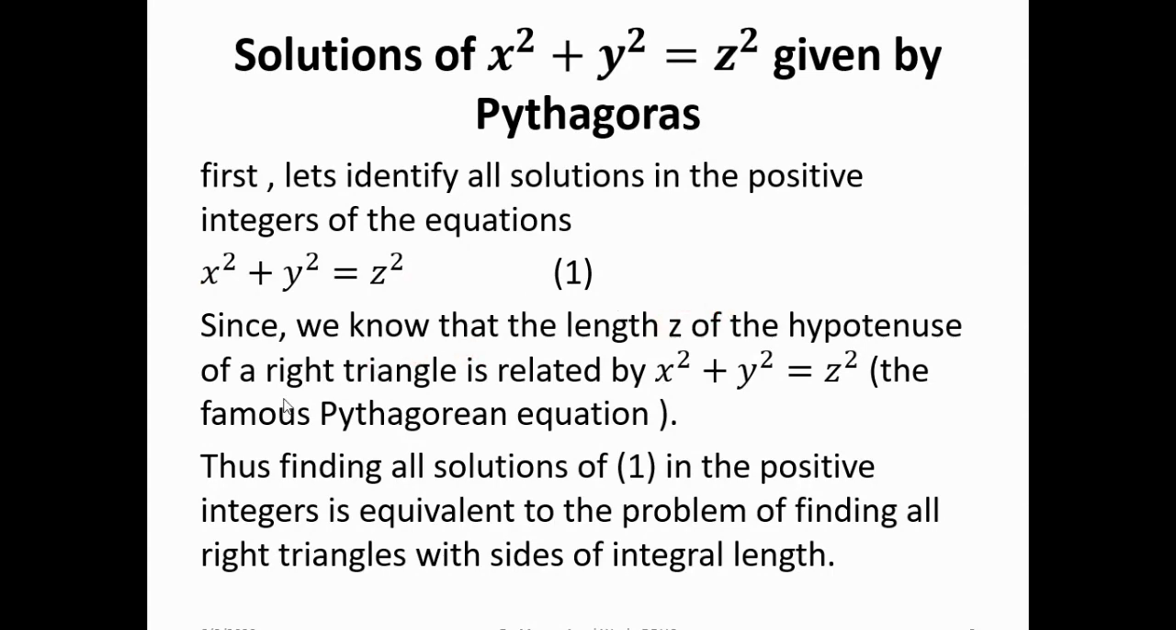Suppose this is 1. Since we know that the length z of the hypotenuse of a right triangle is related by this, this is the well-known result, the Pythagorean equation. So this is the hypotenuse and these are the other two sides. Thus, finding all the solutions of this equation 1 in the positive integers is equivalent to finding all the right triangles with sides of integral length. So, if we find all the right triangles of integral length, then we are done and all the solutions of this equation 1 are found.